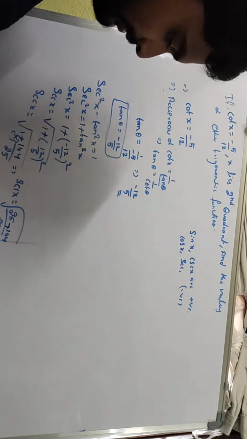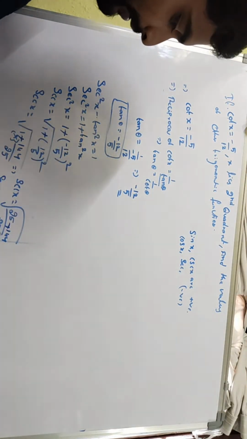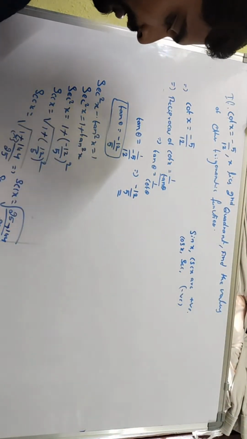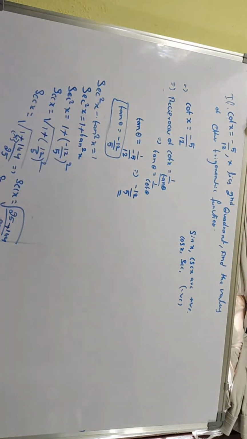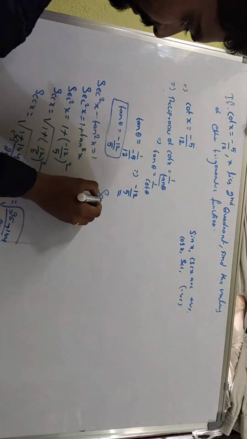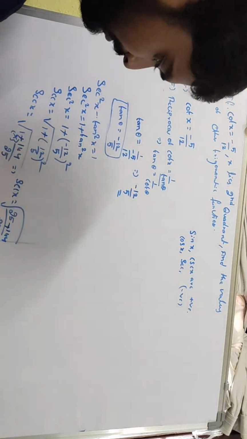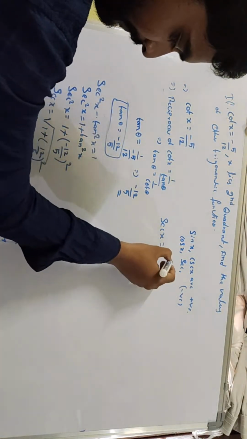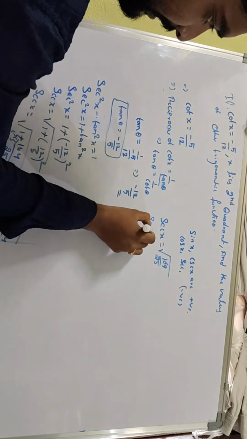So here also plus. Secant x is equal to 25 plus 144, which becomes 169 by 24. I think it's not visible to you. Okay, I observe. Secant x is equal to the square root of 169 by 25.